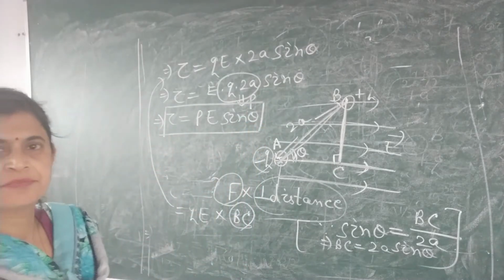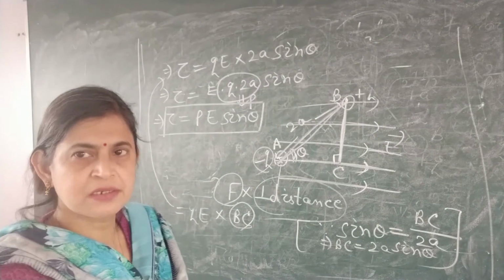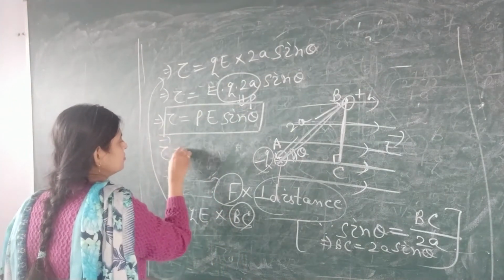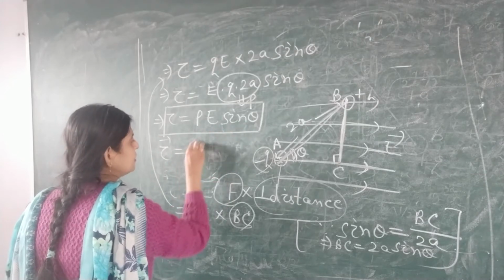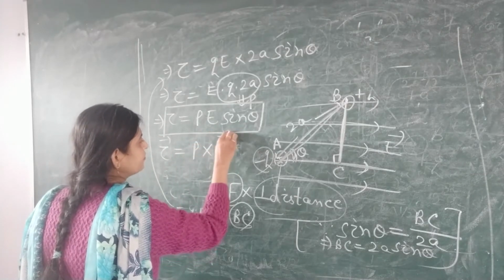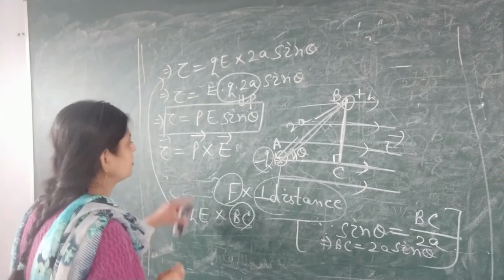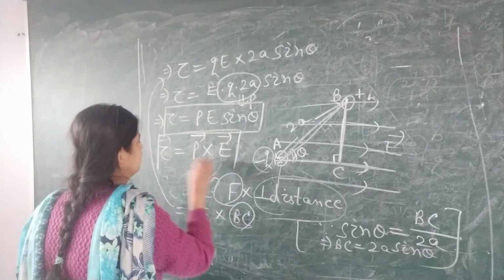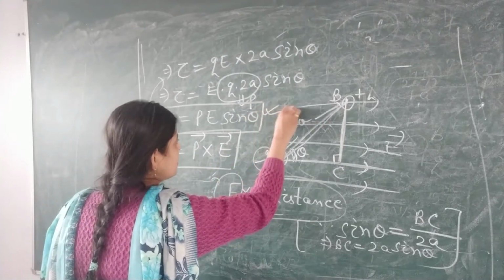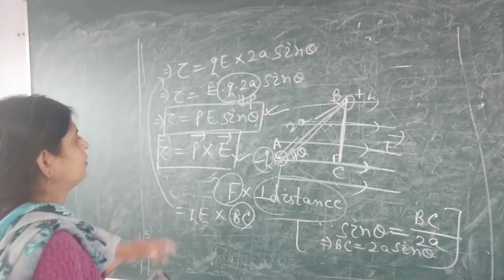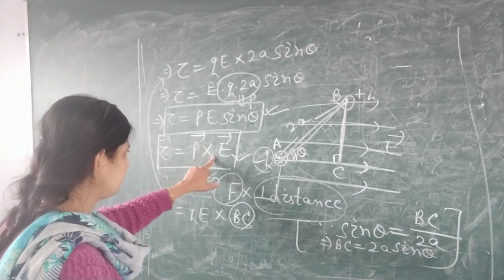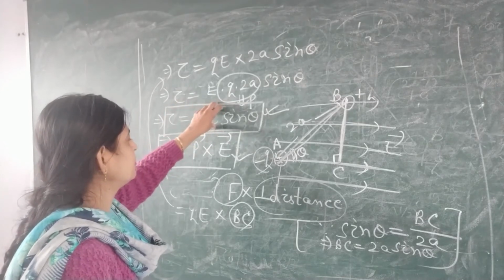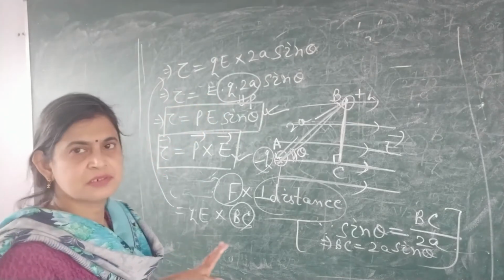sin theta. If you want to express it in vector form, then you can write torque is equal to the vector product, or the cross product, of the dipole moment and the electric field. Both the expressions are the same. The only difference is that here the direction is also included, and in the other expression only the magnitude is considered.